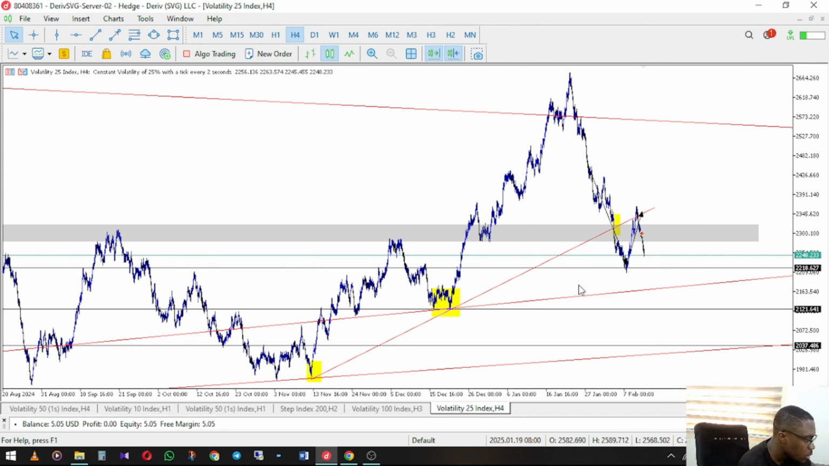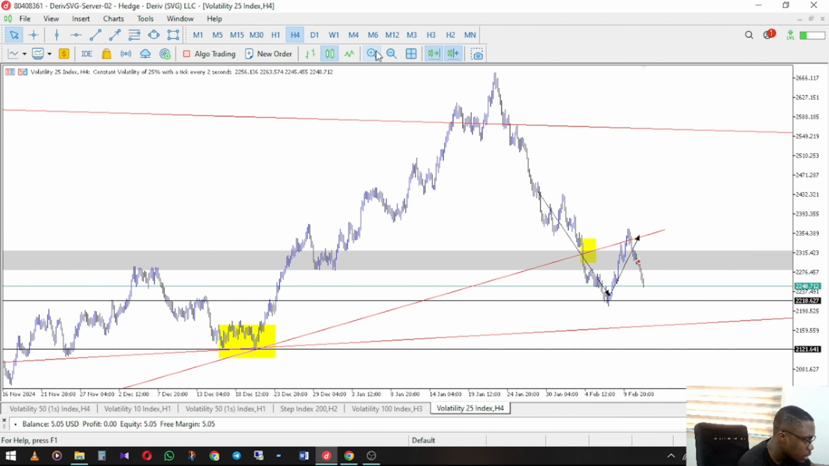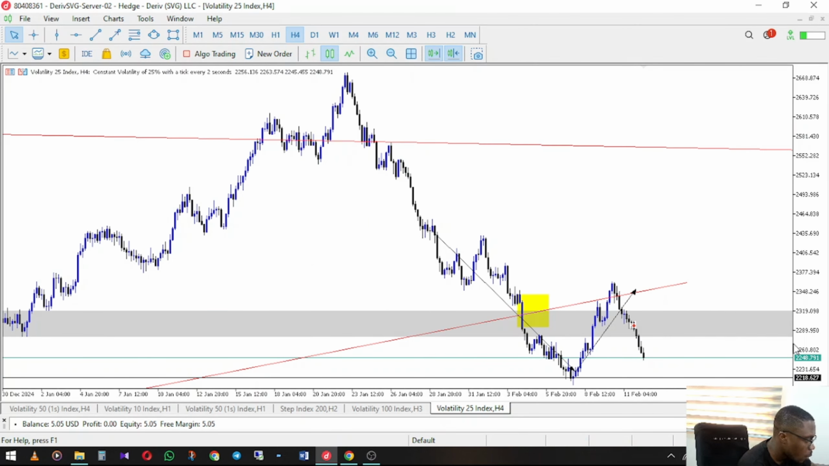The first test, second test, third test, which failed, and then a retest of this trend line, and then it is beginning to come to the downside, guys. It's beginning to come to the downside. What did I do here? Let me show you how I entered this market.